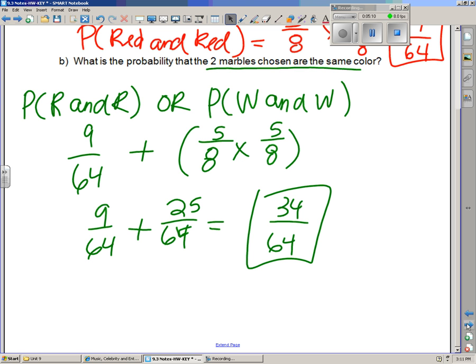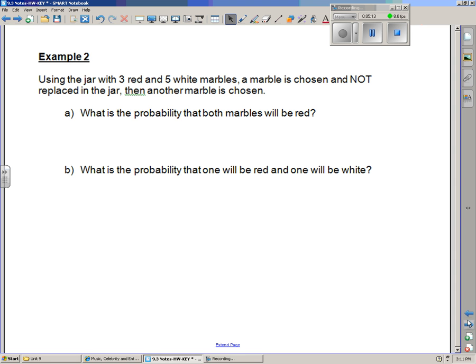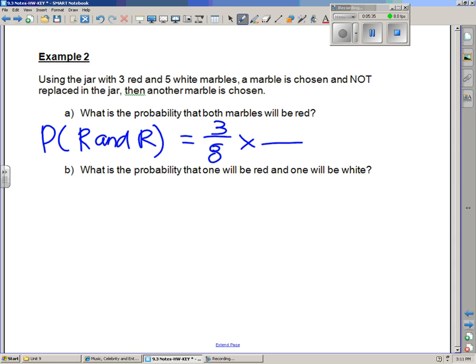Let's try another example. Let's take that same jar, 3 red, 5 white. You choose a marble and you don't put it back in the jar. And then another marble comes out. So what's the probability that both marbles are red? Well, it's the same idea. What's the probability of red coming out and then red coming out again? Well, the first time you're trying to fish for a red, you've got 3 reds out of 8 marbles and you need to multiply. Once that red comes out of the jar, there's 2 reds left and there's 1 less marble. So we've got 2 out of 7 for the second shot, which means top times top, bottom times bottom, 6/56.